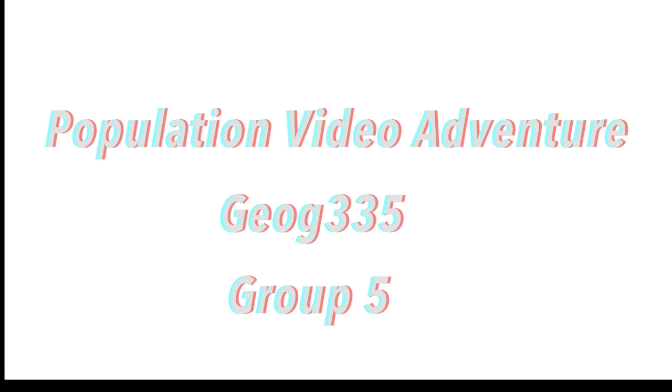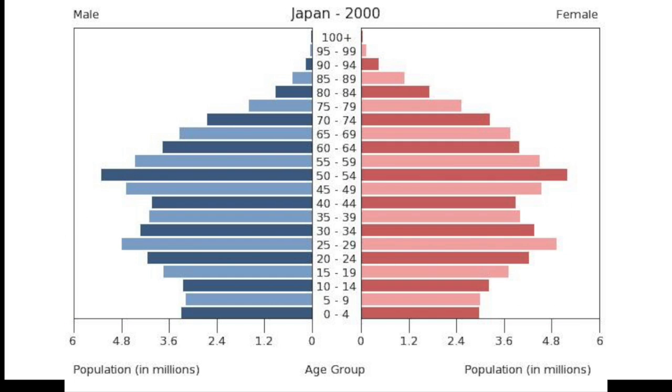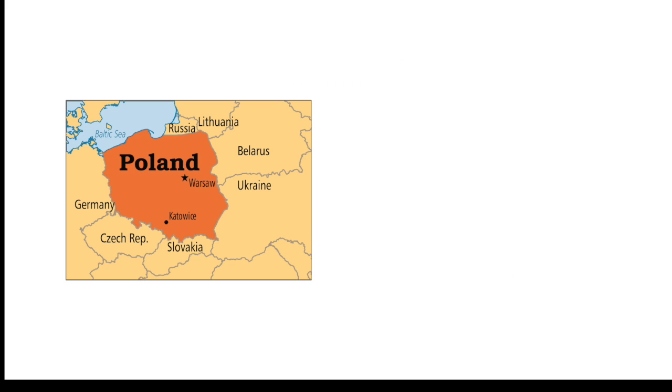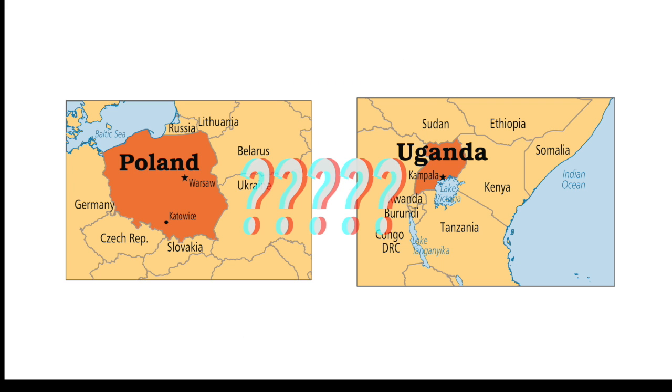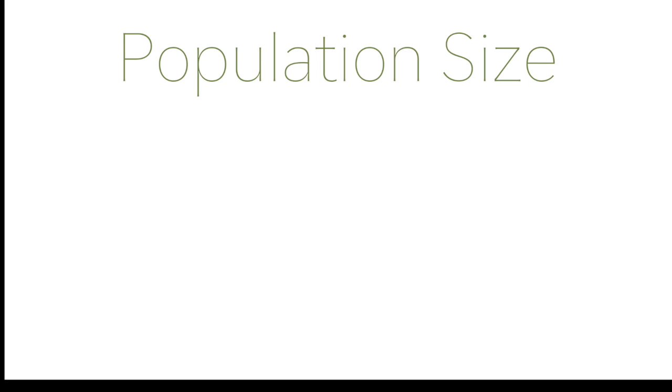As we have learned in class, as countries develop, their populations tend to change for a number of reasons. Today we will compare and contrast the populations of two countries, Poland and Uganda, and discuss how and why they are so different. First, let's look at their population size in absolute numbers.